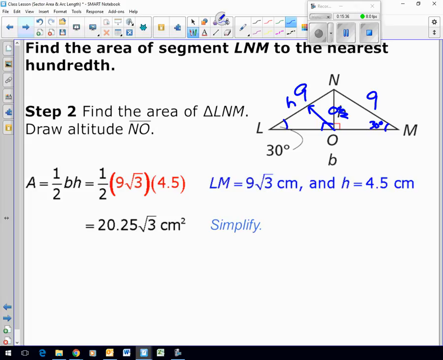Perfect. I can use the sine of 30. The sine of 30 equals opposite over hypotenuse, right? Cross multiply with some trig right there. Tell me, what is 9 times sine 30?